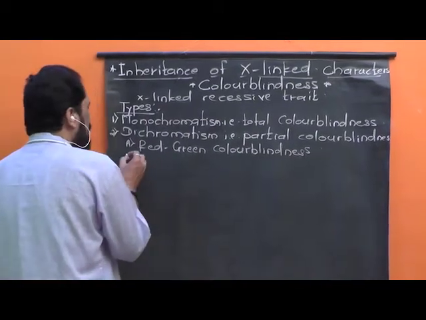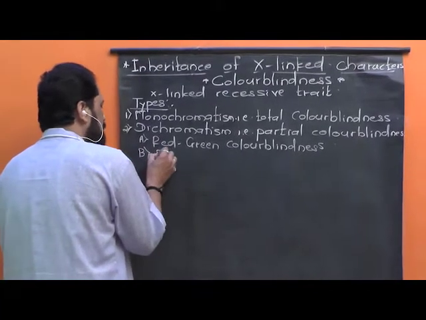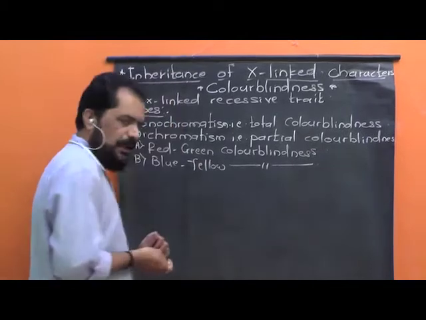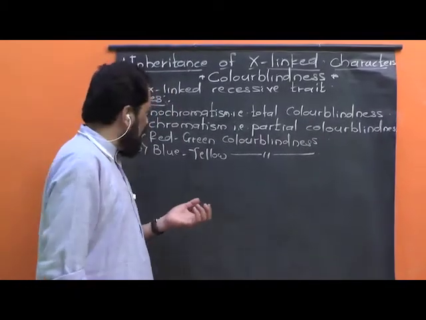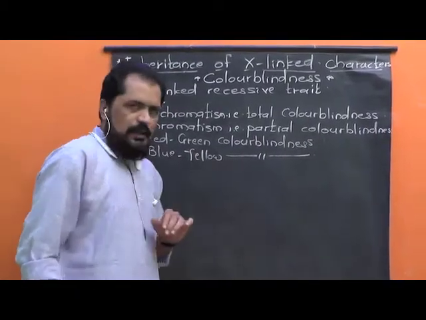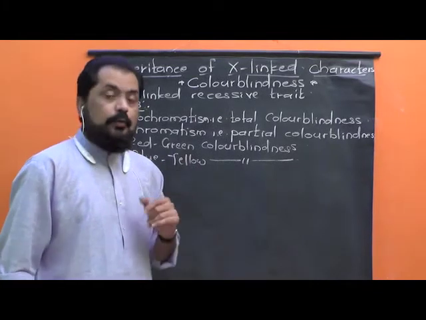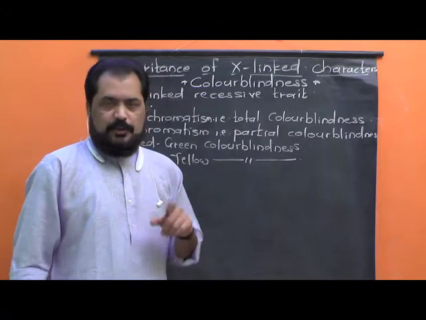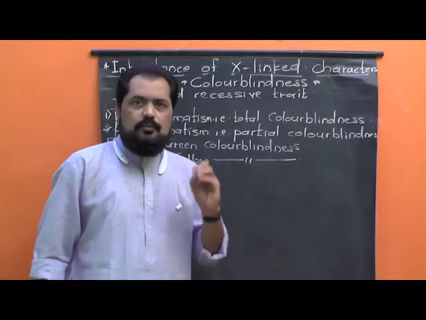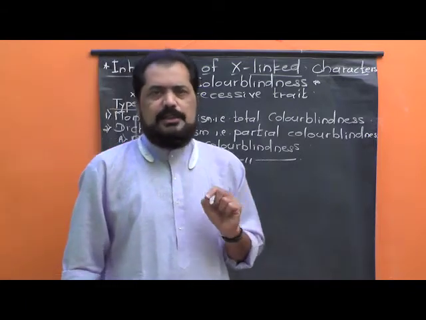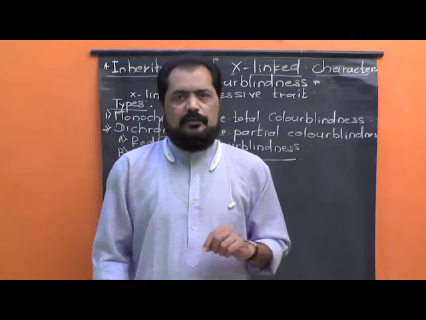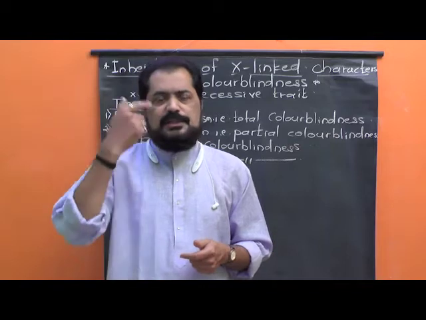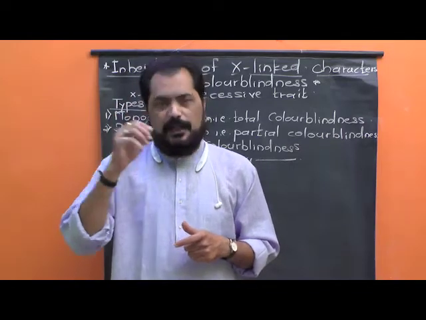Another type of partial color blindness is blue-yellow color blindness. It means in this type that person cannot distinguish between blue and yellow. Now let me tell you, we are going to study about the structure of eye later on. But you must know that the human eye has a photosensitive layer known as retina. Retina is the photosensitive layer of the human eye.